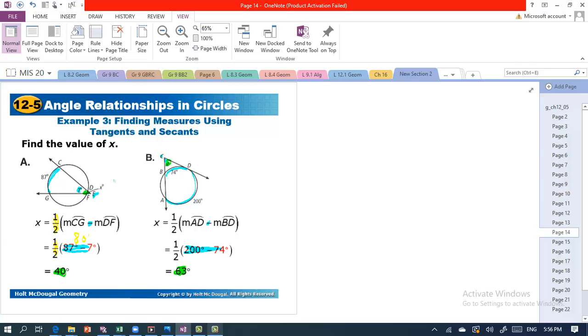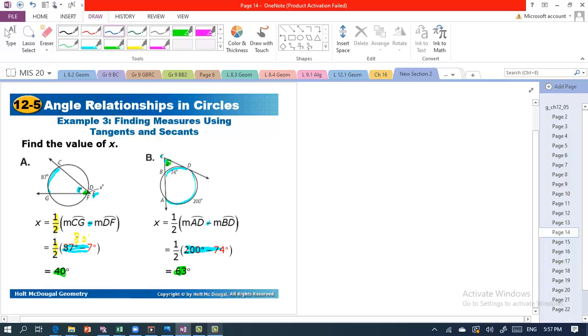Definitely, according to the rule of the two secants, it means half of the difference, since it's exterior. Half of the difference of arc MG minus measure arc DF is 87 minus 7 degrees, which is half of 80. You can see here, it is 80. The difference is 80 degrees, and half of the 80 is 40 degrees.